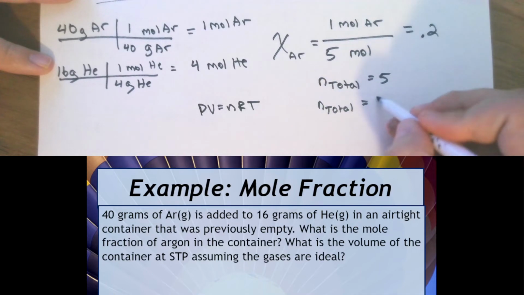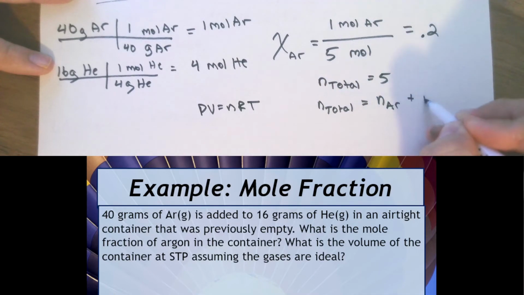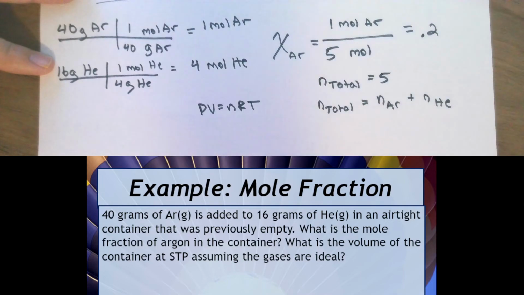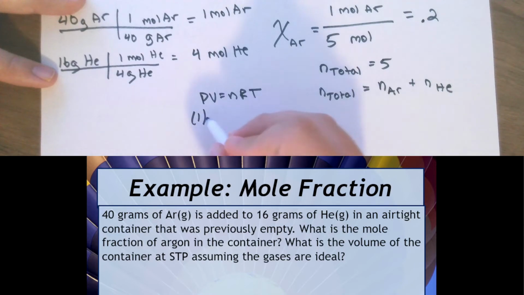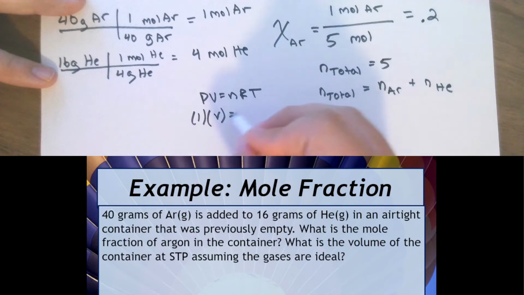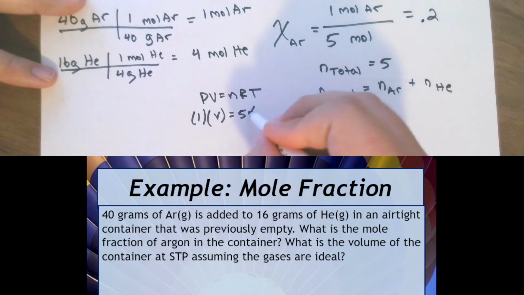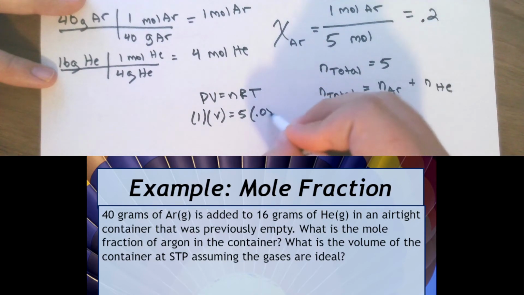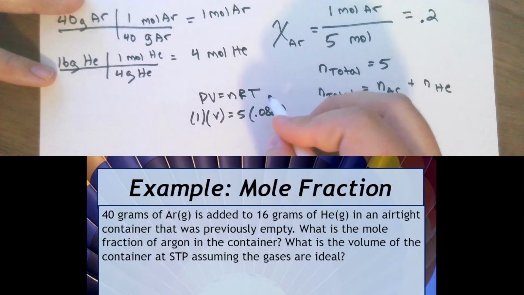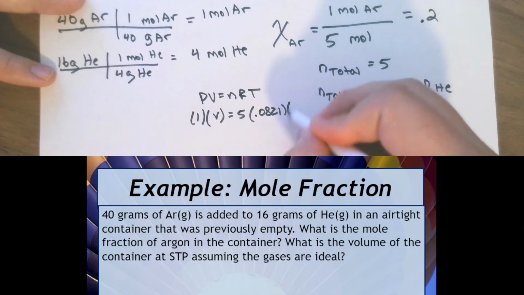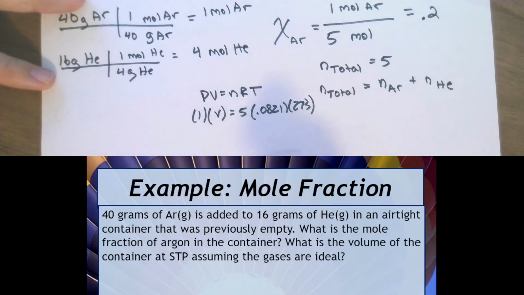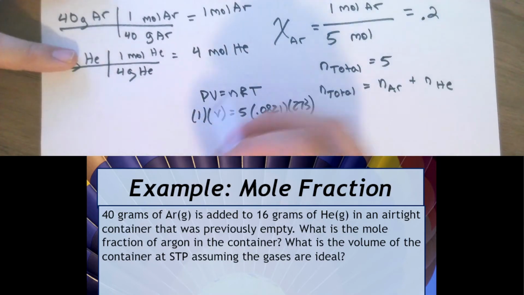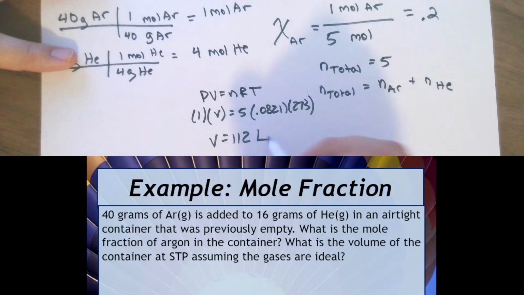It's just the number of moles of argon plus the number of moles of helium. So I'm going to plug 5 into the ideal gas law. The pressure is 1. The volume is what I'm looking for. My moles is 5. R, I'm going to use the constant for atm because that's what I used there. Temperature at STP is 0, so I'm going to make it 273 Kelvin. Multiply just the right side together to solve for volume. Volume is 112 liters.